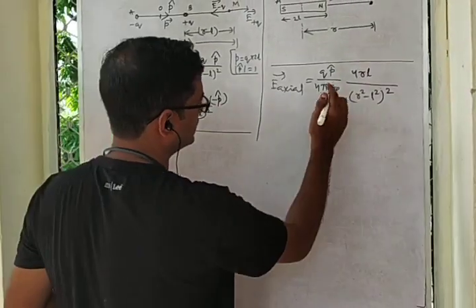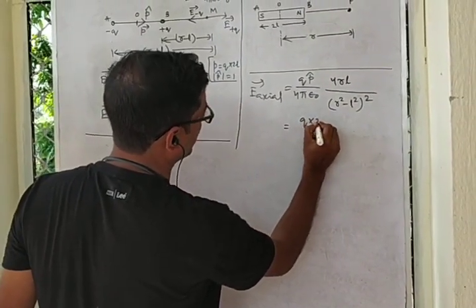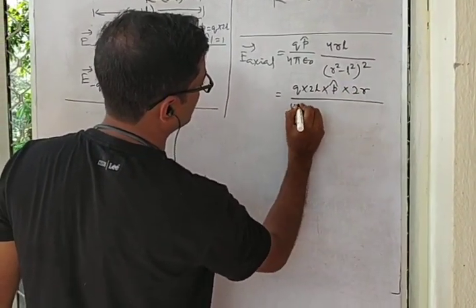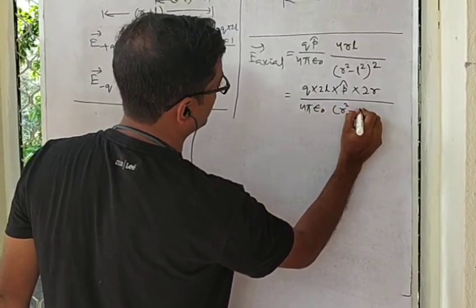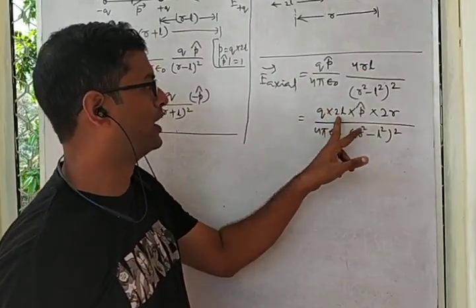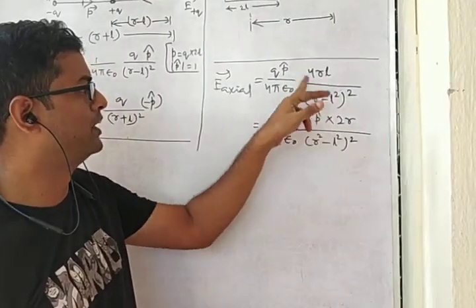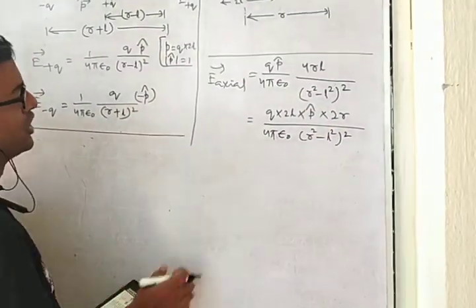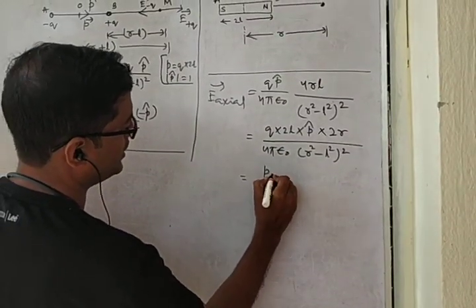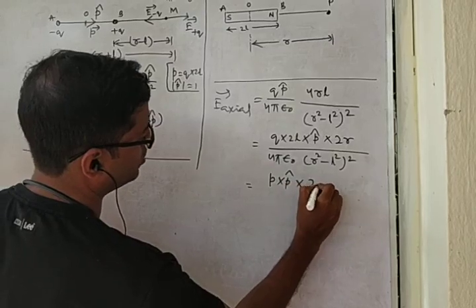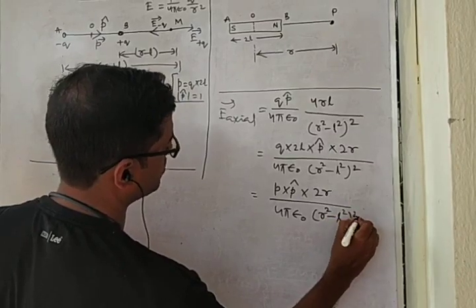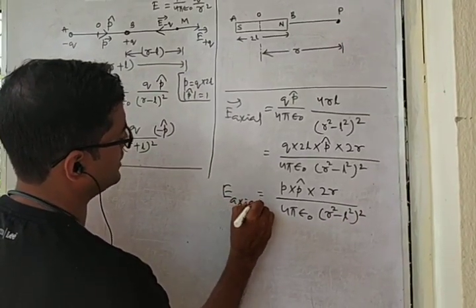What I'll do, I'll write q into 2l into p cap into 2r divided by 4 pi epsilon 0 r square minus l square whole square. So what I did here, I took q and multiplied with 2l. Q into 2l into p cap into 2r. Now I already mentioned q into 2l is your dipole moment p. So I can take q into 2l as p, into p cap into 2r divided by 4 pi epsilon 0 r square minus l square whole square. So this will be E axial.